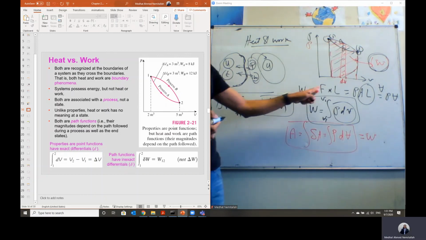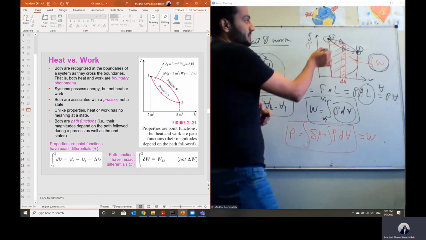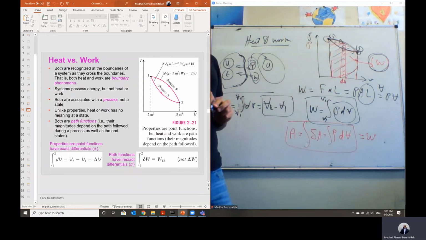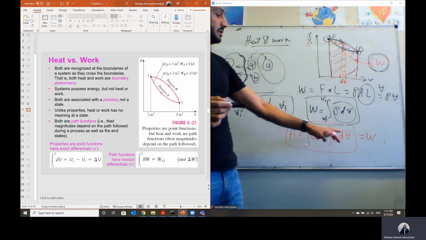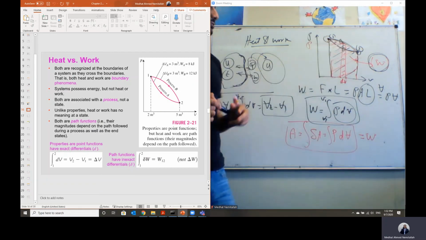But this is unlike the case of work. Work is equal to the integration of PdV, so in this case it depends on the path followed to reach the final state. And that's why different systems can have different work depending on the relation between pressure and volume, or depending on the path followed from the initial state to the final state.